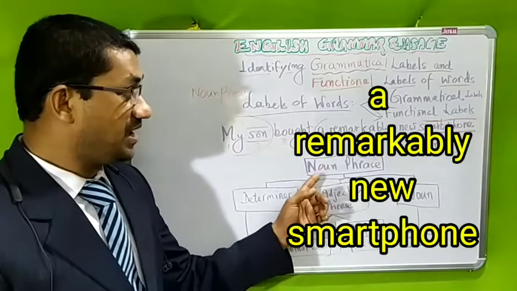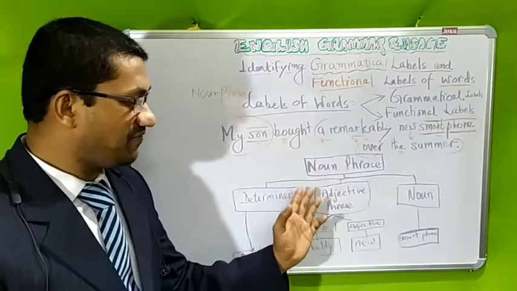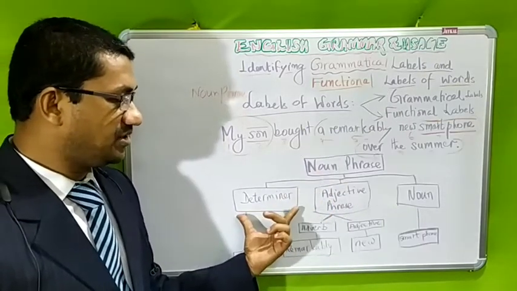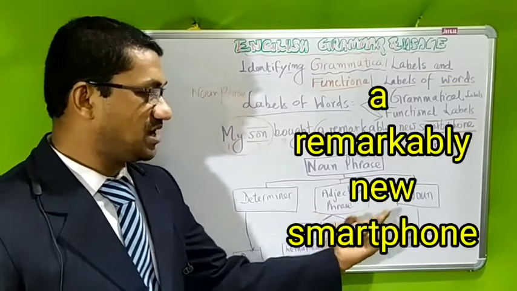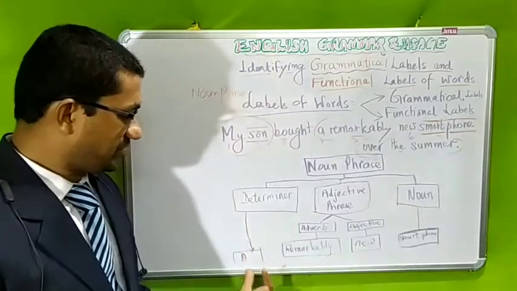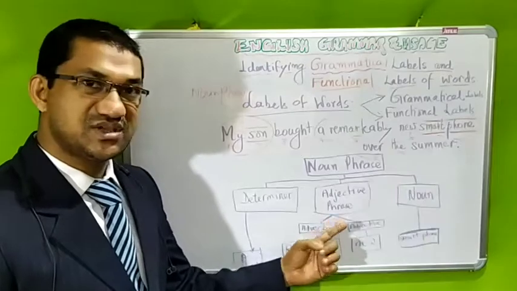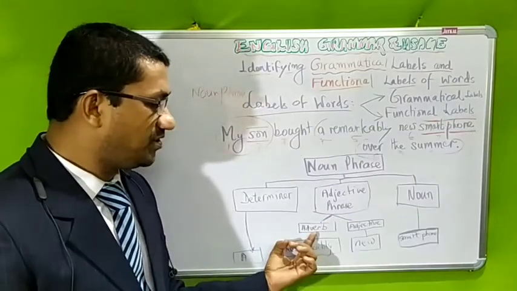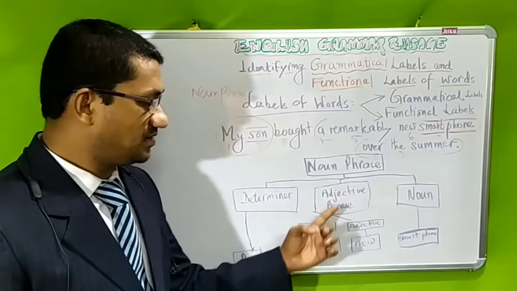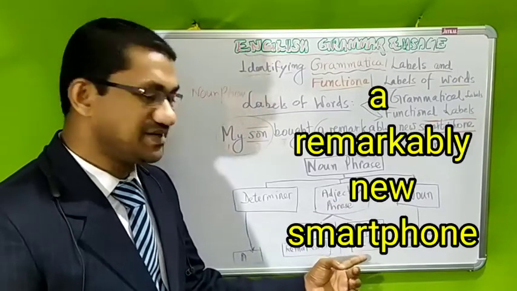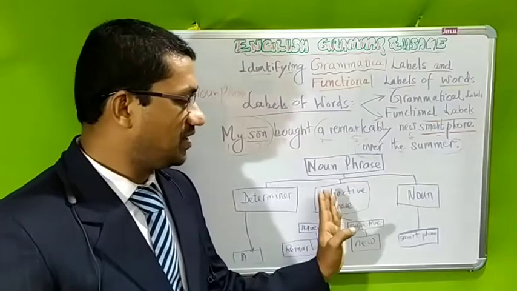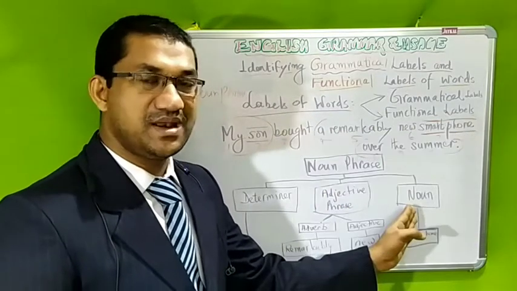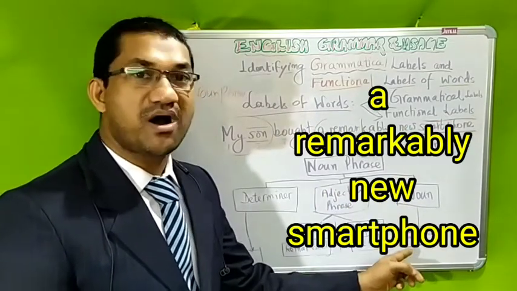This noun phrase, "a remarkably new smartphone," has a determiner in it, an adjective phrase in it, and a noun in it. And the determiner is "a." The adjective phrase again has two words. One is the adverb, that is "remarkably." The other is the adjective, that is "new." And of course the next element of the noun phrase is the very noun, "smartphone."